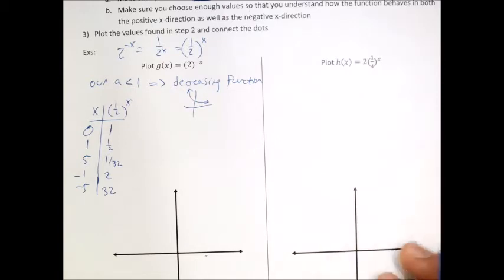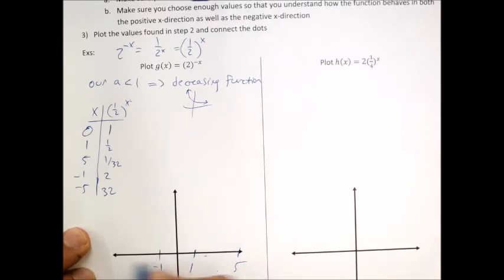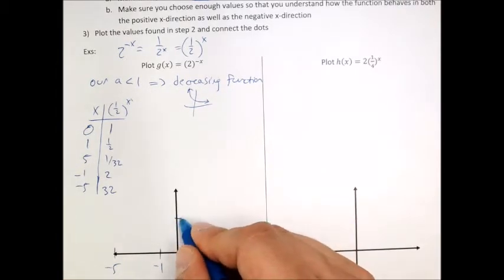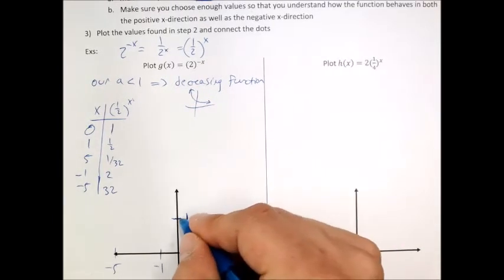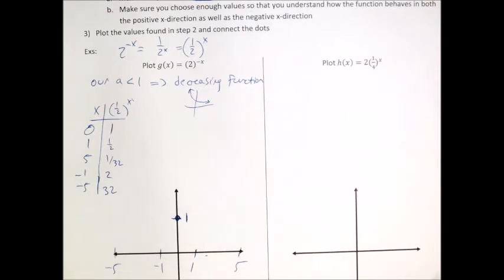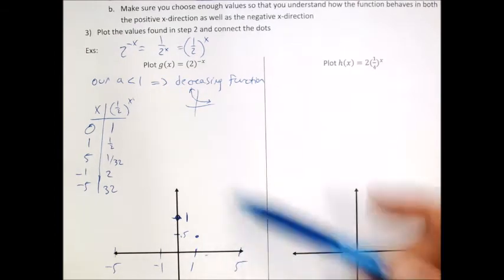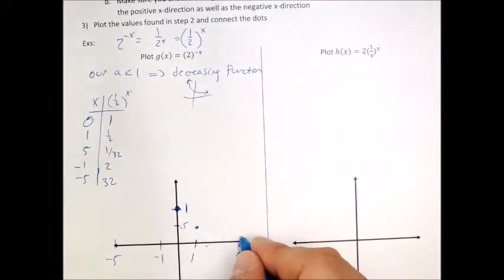And then we can just plot these things, right? So like, I plotted values at 1 and 5, -1 and -5. I know that at 0, it's going to cross at 1. And you just start plotting these points, right? So at 0, we were at 1. At 1, we were at 1/2, so that's right here maybe. At 5, we were at a really small number, right? 1 over 32 is really small, so I'm just going to put this dot really close to the x-axis.